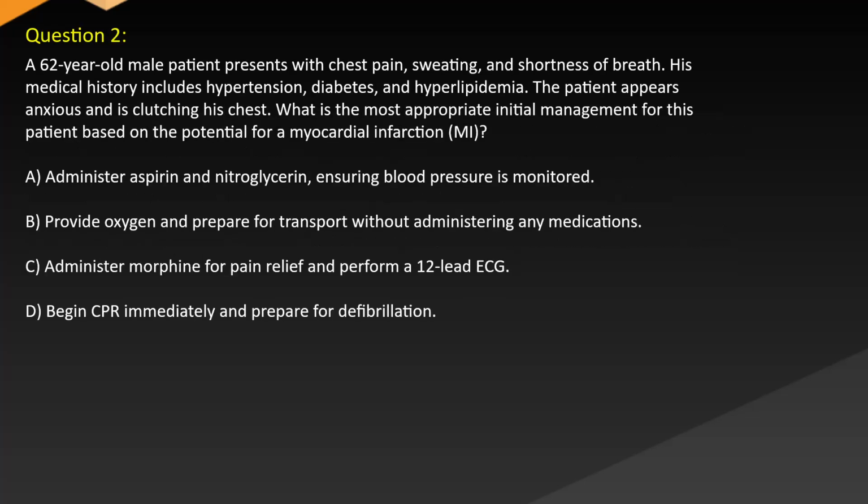Question 2. A 62-year-old male patient presents with chest pain, sweating, and shortness of breath. His medical history includes hypertension, diabetes, and hyperlipidemia. The patient appears anxious and is clutching his chest. What is the most appropriate initial management for this patient based on the potential for a myocardial infarction?